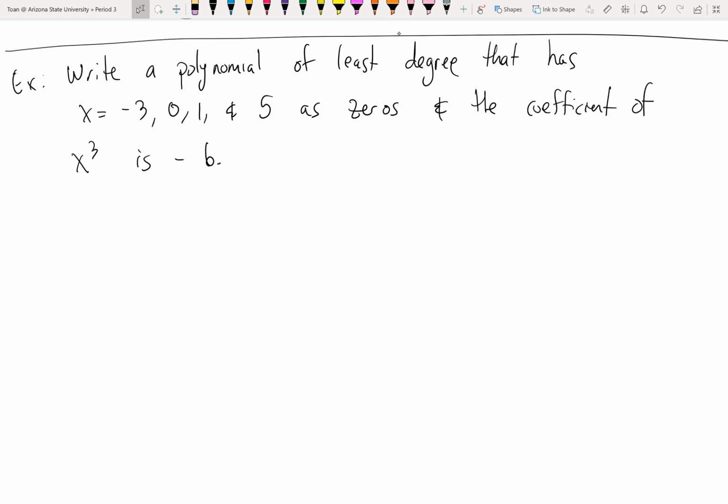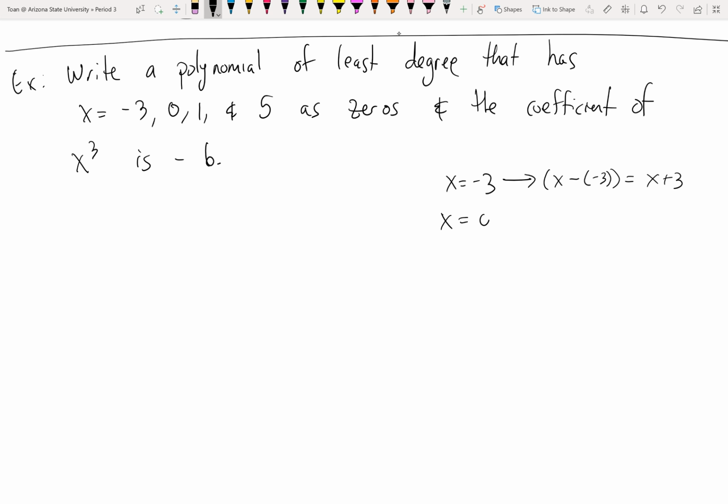It's just an application of the factor theorem. So what was the customer's order? He wants x equals -3 as a 0. Well, according to the factor theorem, his factor would be x minus a -3, which of course we know is x plus 3.